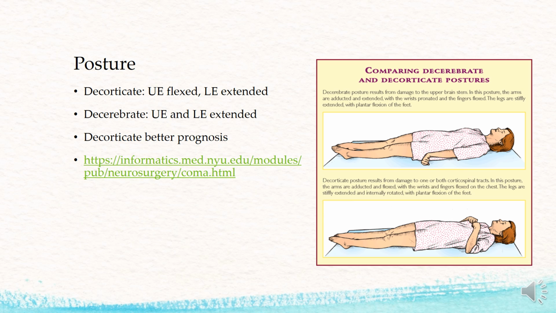Decerebrate posture is arms extended. Again, I remember this: decerebrate has the E in it, D-E-C-E, decerebrate. I remember that, oh, E for extension. That's basically how I keep it together. And the decerebrate posture is more from the result of brainstem problems, so that's going to have a worse prognosis.